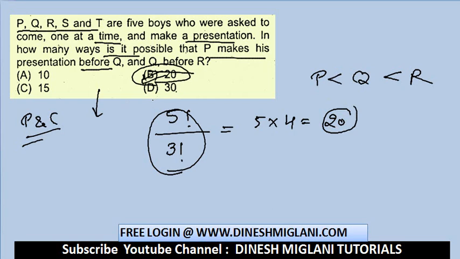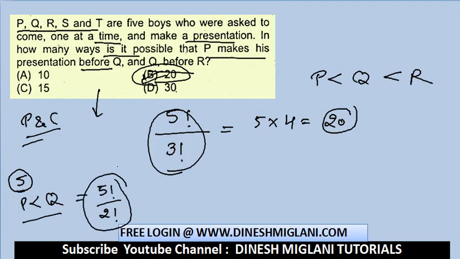Again I am telling you the concept, what you are expected to do in these type of questions. If only one condition is there, suppose in this question if I say 5 persons are there and condition is P speaks before Q, then your answer is 5 factorial by 2 factorial. But here two conditions are there, it means you have to divide this by 3 factorial. The answer should be 5 factorial by 3 factorial.